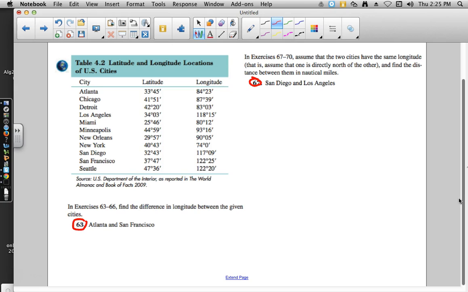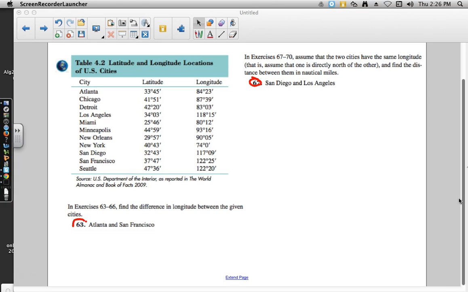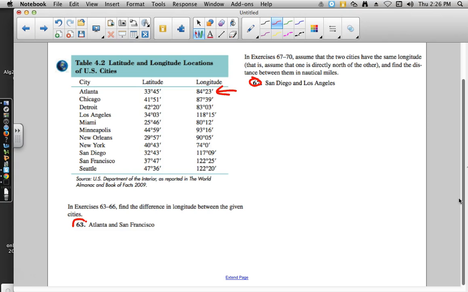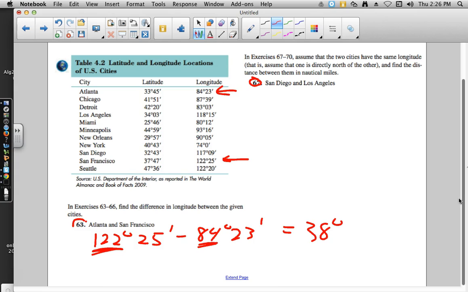And if we're looking at longitude, so ignore the latitude, there's Atlanta, and here is San Francisco. It doesn't matter which order we do it in. I'd rather not have it negative, so I'll take 122 degrees, 25 minutes, minus 84 degrees, 23 minutes. So this one works out really nice. We just do degrees minus degrees and get 38, and then 25 minutes minus 3 minutes is 2 minutes. So all you're doing is figuring out degrees compared to degrees, minutes compared to minutes.